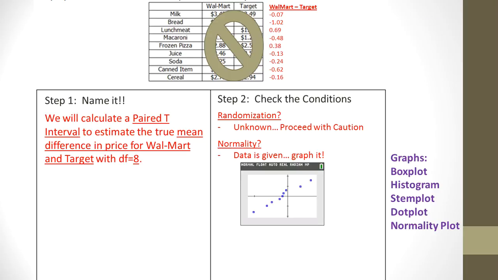And we end up with a normality plot. Recall that for a normality plot, we are looking to see if our data is linear. Since this graph is pretty linear, normality is reasonable. This data was paired data because we were looking at pairs of prices for each item.